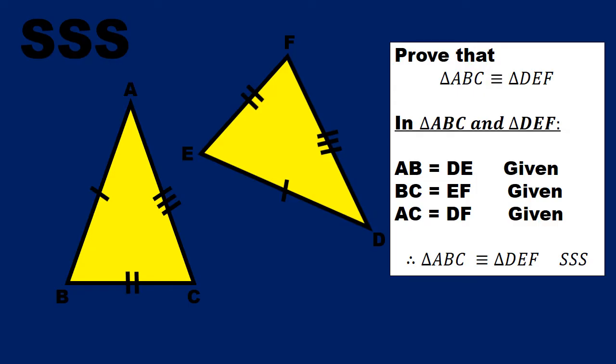Let's have a look at a side, side, side question where 2 triangles have been given, and clearly you can see that it's marked that the one side has one stripe which is the same size as the other triangle's side, which is marked with one stripe. So they will ask you, prove that triangle ABC is congruent to triangle DEF. Again, the write-up is very important, the order of it.